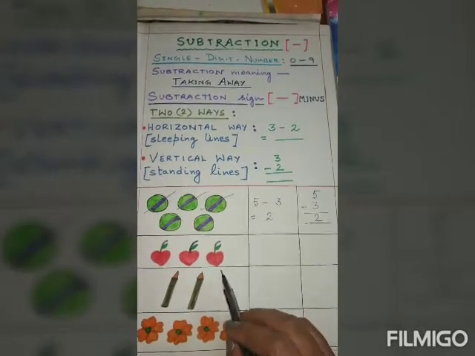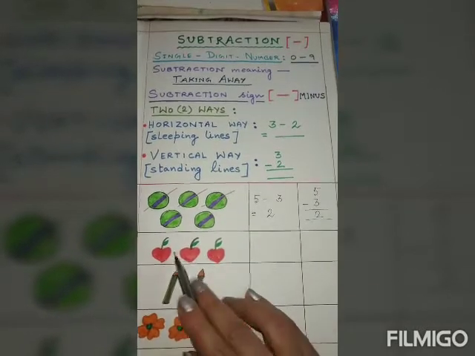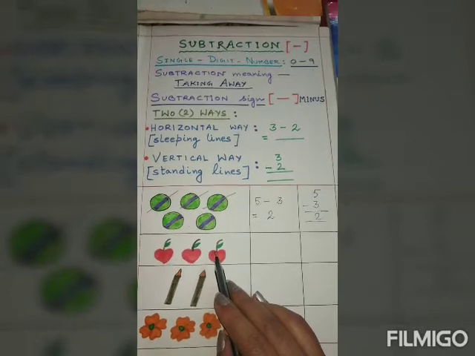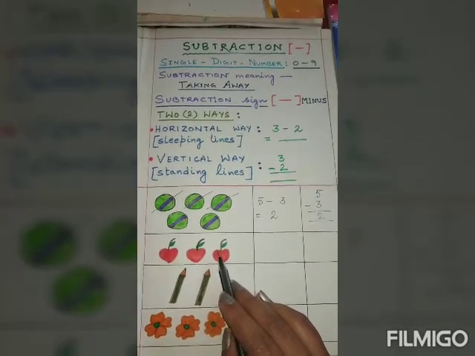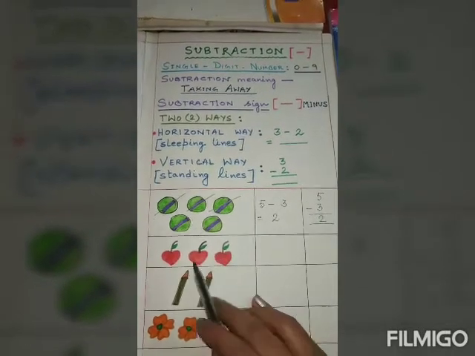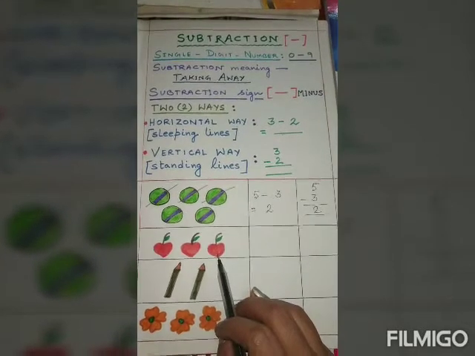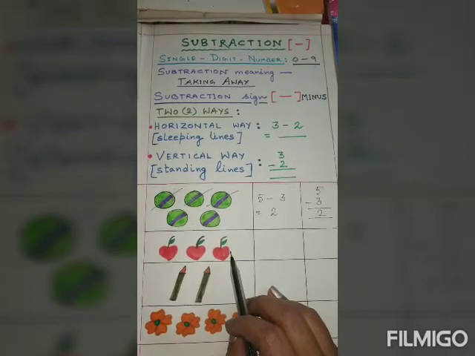Now, second example. What is drawn here? Students, can you tell me what I have drawn here? I have drawn 3 apples. How many apples have I drawn? 3 apples. Now, from these 3 apples, I am not going to take away any apple. So, what will be the answer?